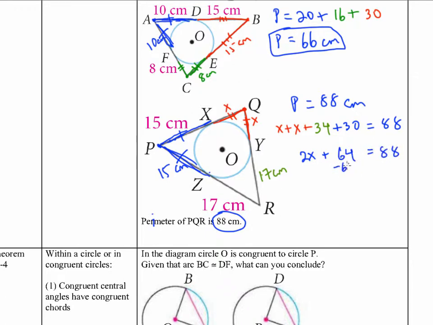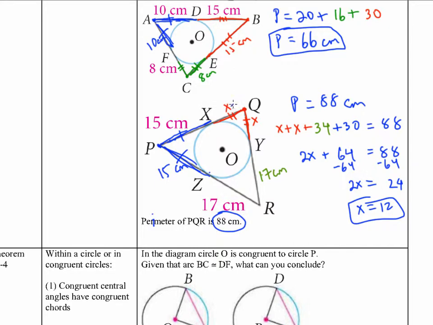We'll subtract 64 on both sides. So 2x equals 88 minus 64, which is 24. We divide both sides by 2, and we get x equals 12.